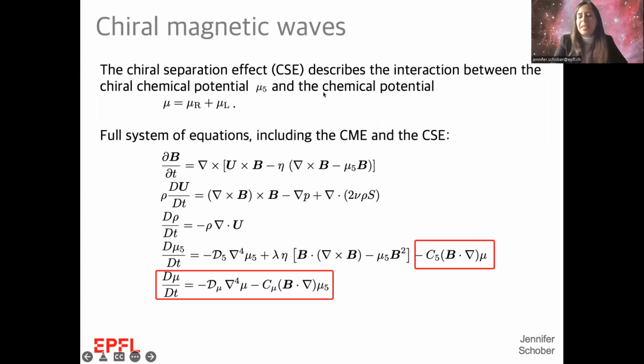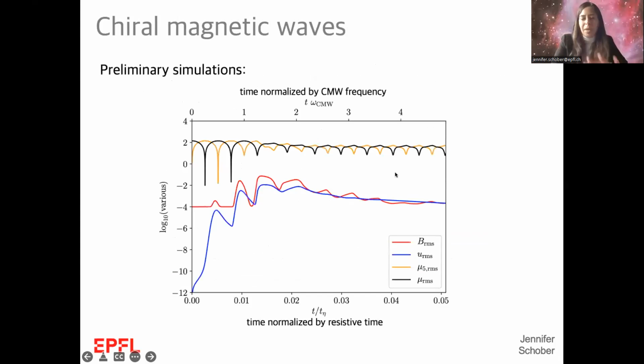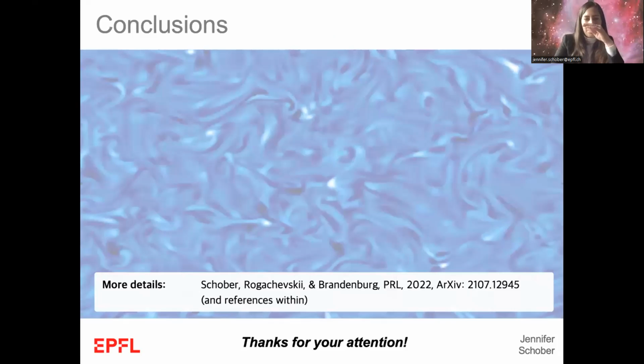And including these extensions in our model, there's this coupling between mu, so the chemical potential, and the chiral chemical potential. So if we have some gradients in the chemical potential, we can generate a mu5. So we have a source term for mu5, and that can then lead to a dynamo instability in turn. So we have run some preliminary simulations to show that this works, but I think I'm running out of time. So let me just come to my conclusions.